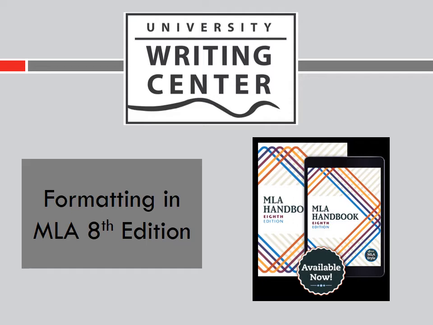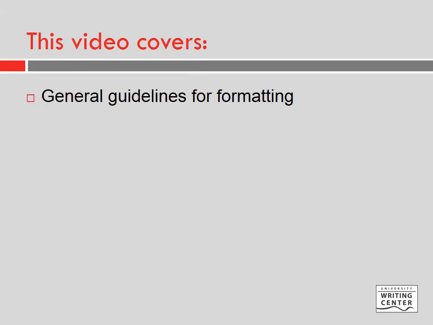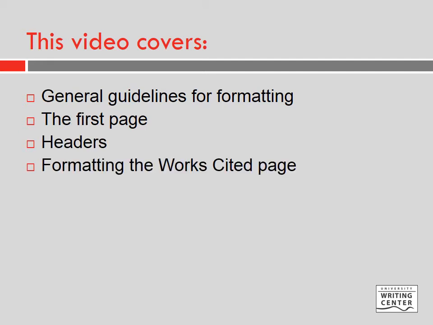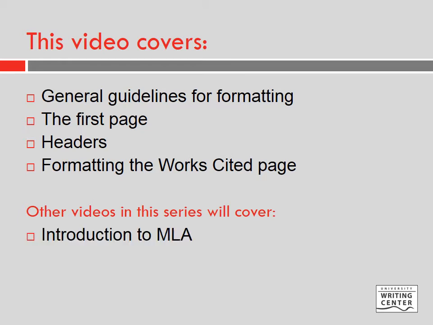This video focuses on MLA formatting. If you would like to skip ahead or move backwards in this video, use the table of contents located below the video. Closed captioning can be turned on by clicking the CC icon located on the bottom right of the video. The main topics covered in this video are general guidelines for formatting, the first page, headers, and formatting the Works Cited page. The additional videos in this series cover more specific aspects of citation: introducing MLA, in-text citation, and Works Cited pages.